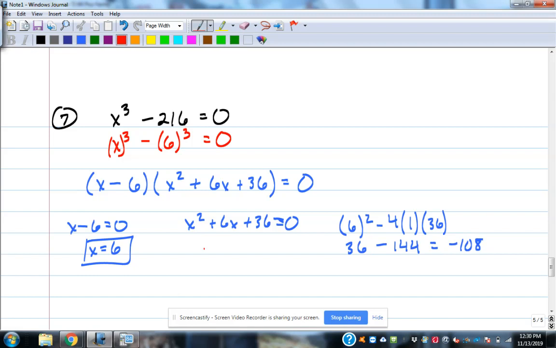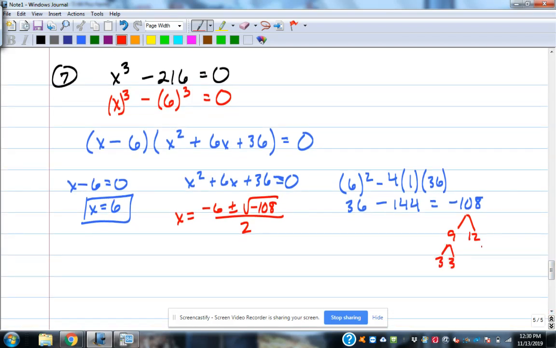So let's look at the discriminant. So x equals negative 6 plus or minus the square root of negative 108 over 2. We'll break down 108. 9 and 12. 3 and 3. 4 and 3. 2 and 2. So you got a pair of 2's and a pair of 3's. That's going to be negative 6 plus or minus 6i radical 3. How did I get a 6 on the outside of that? Multiply that 2 and the 3 together from the pairs on my factor tree.